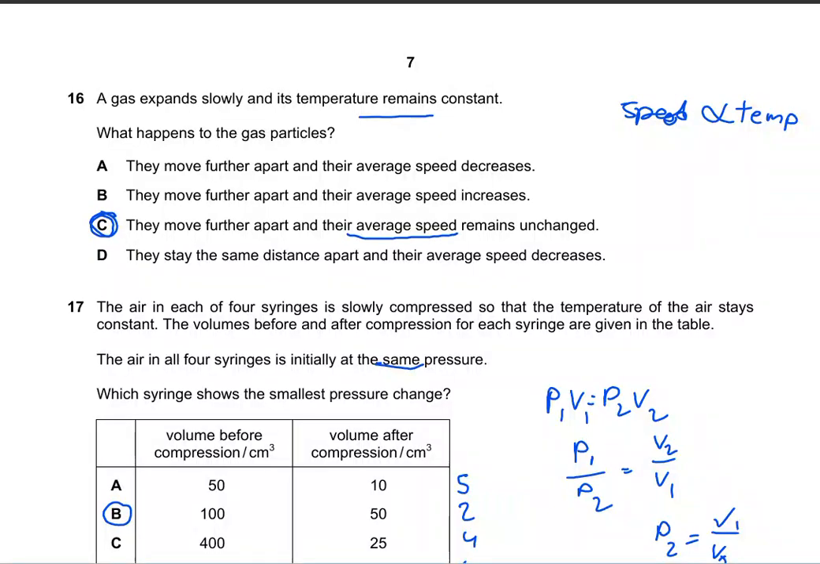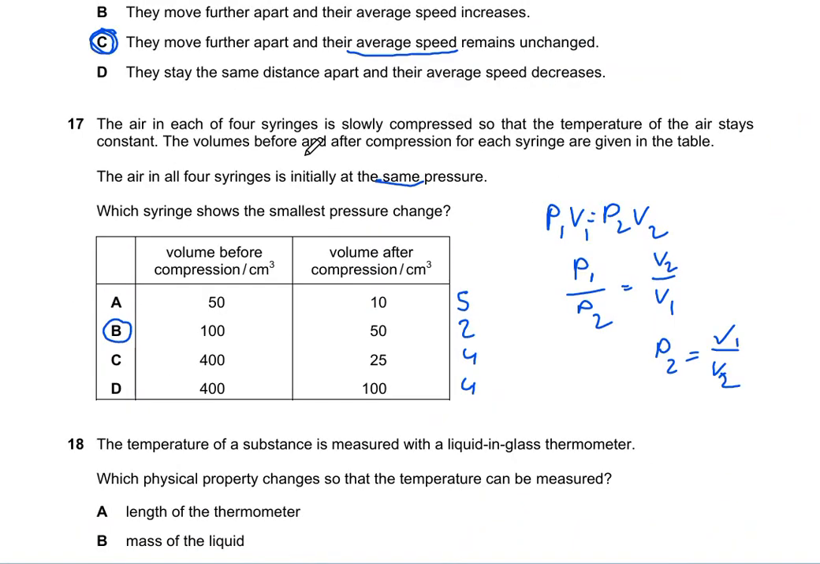Next comes the air in each of the four syringes compressing slowly. Okay, volume before and after compression, and we know this gas law: P1 V1 equals P2 V2, the pressure-volume relationship. All four syringes are at the same pressure, so the initial P1 is the same for all, right? Then the volume before, the volume after, and this is the final pressure.